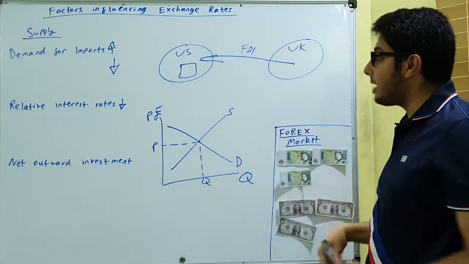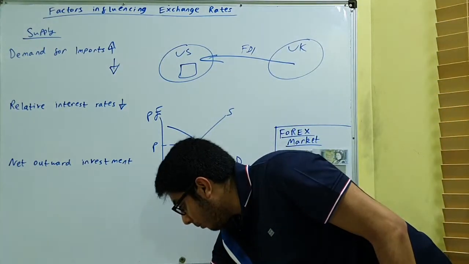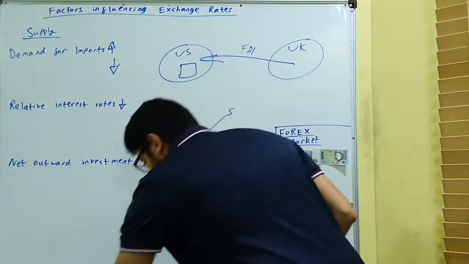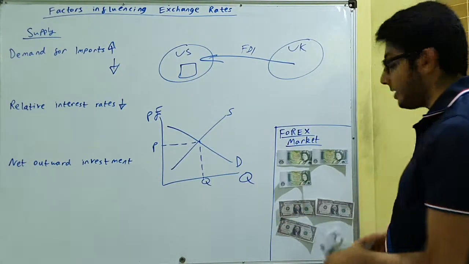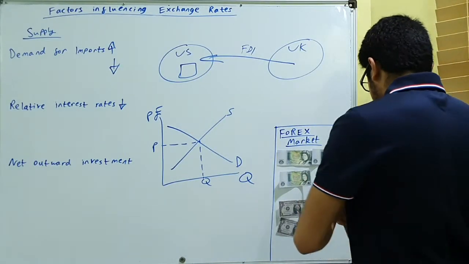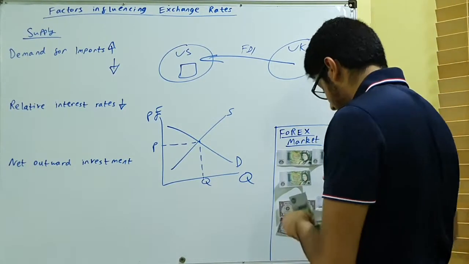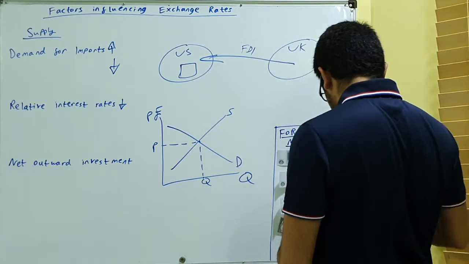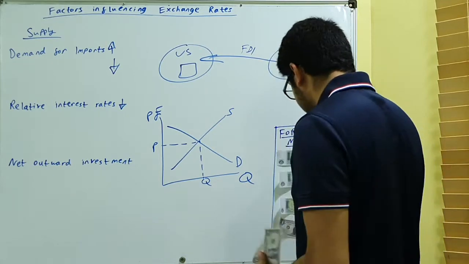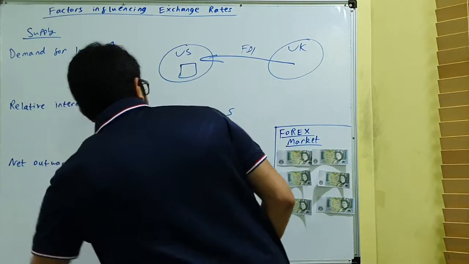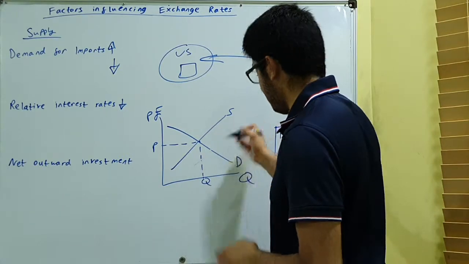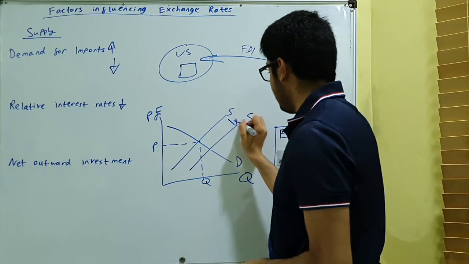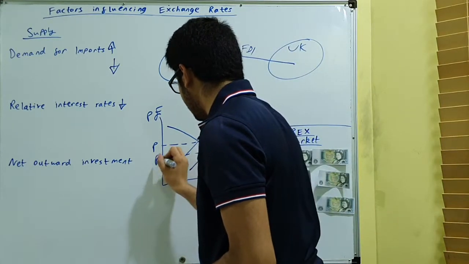But I can't operate in the US with pounds. I can only operate there with dollars. So what I do is I go to the foreign exchange market, I exchange my pound for dollars, and what that does to the pound is it increases the supply of the pound on the foreign exchange market. So supply increases and it depreciates.